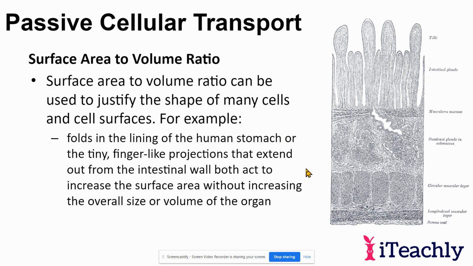And this is the villi of an intestinal cell, right? You can see that all of these things increase the surface area. So if you're eating food, you have all this surface area to actually take in the food and things like that. So cells have all kinds of ways to increase their surface area.